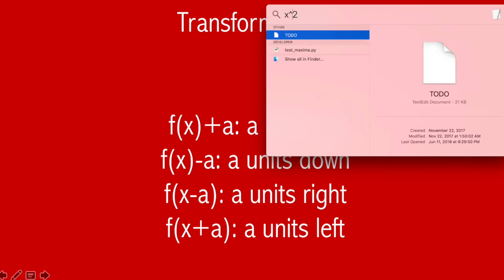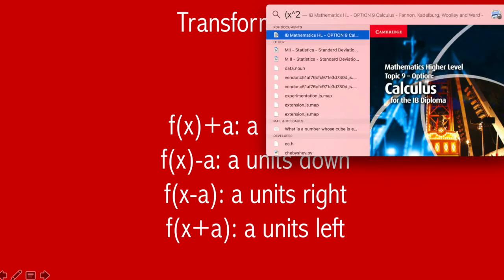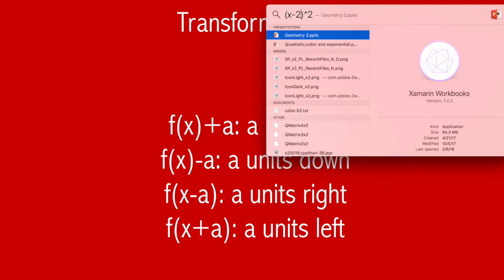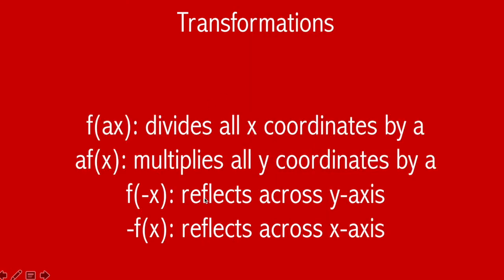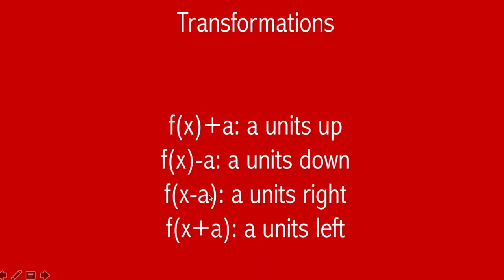But if the number was inside like this, it would mean it would move 2 units to the right, and if it was a plus, it would move 2 units to the left, right? So that's what this means. If we are placing x minus a in the locations where it was x before, that means we are moving it right or left. If the number we are placing, a, is outside of it and just an addition, then it's moving up or down, right?